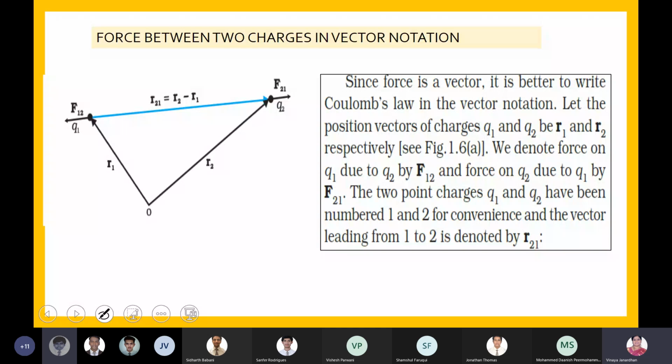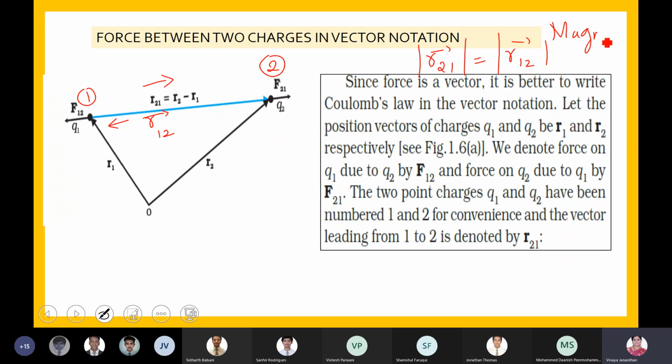Okay, fine. So now only one thing: the R21 vector will lie from charge 1 to 2. The distances are going to be the same. The R12 vector will be lying in the opposite direction. So the magnitude of R21 vector is equal to the magnitude of R12 vector, which means if R21 is of length 10 centimeter, R12 will also be of length 10 centimeter. Only the directions are different. Magnitude same.